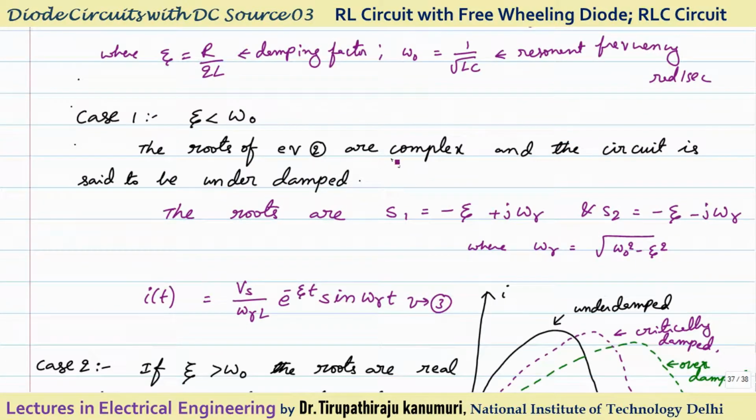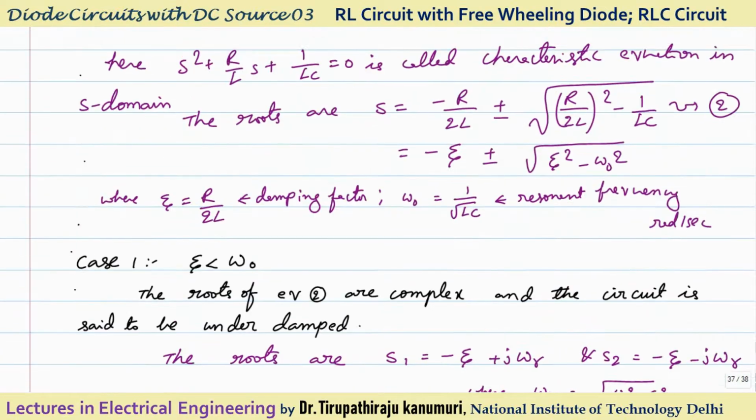So the roots of equation number 2 are complex and the circuit is said to be in under damped condition. We are going to prove why it is under damped. If you calculate, the roots will be S1 is equal to minus zeta plus j times omega r. Omega r is a new term I am referring to here. In order to get the roots, what I can do is reverse these things, because this I can write as j square times omega naught square minus zeta square.